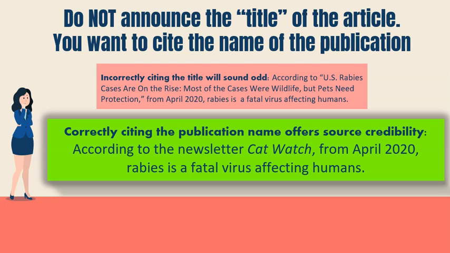Correctly said, it would be, according to the newsletter Cat Watch from April 2020, rabies is a fatal virus affecting humans. This is not only much easier to say, it offers the source credibility by talking about information coming from a cat publication, which has to do with animals and rabies, and it's also easier on the ears and shorter to say out loud.